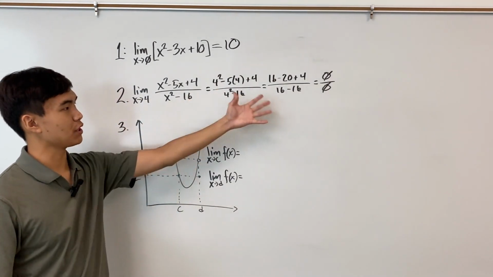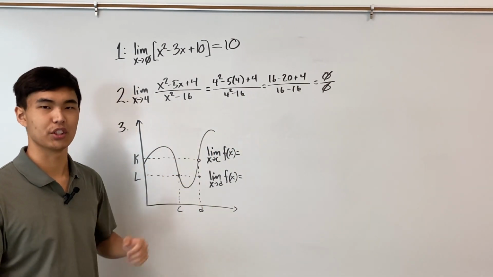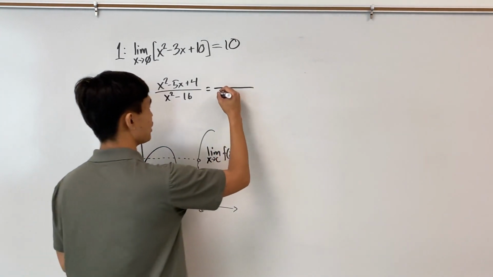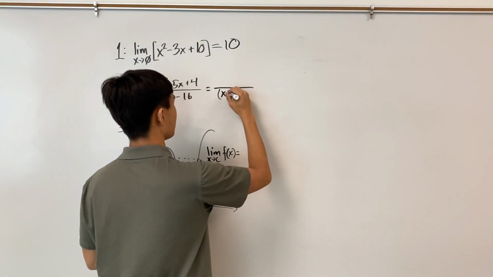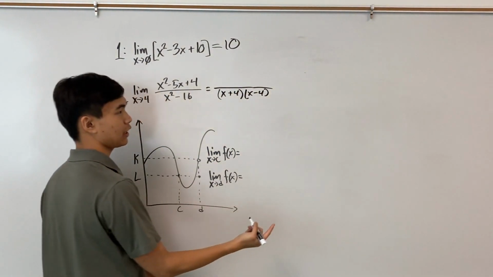For our second one, I'm going to first go ahead and try direct substitution. When I tried direct substitution, I got an indeterminate form, which means we have to do a little bit more work before we can do direct substitution. First, I'm going to notice that this bottom is a difference of squares, so we can factor it into a plus b times a minus b, like so.